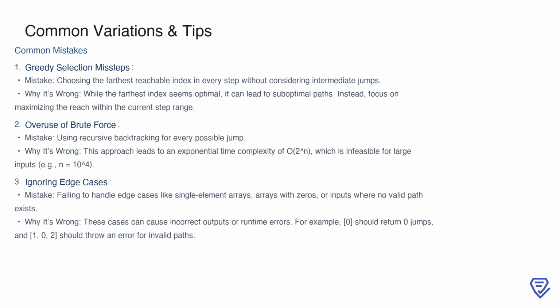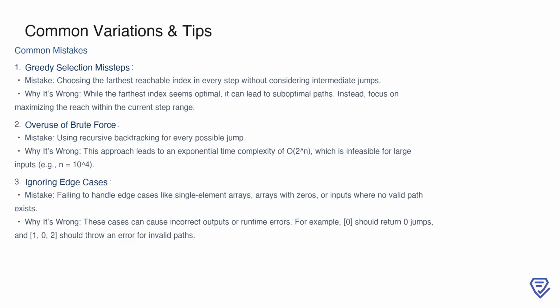most. Another mistake is relying on brute force, such as recursive backtracking, to explore every possible jump. This approach quickly becomes infeasible as the input size grows, with a time complexity of O(2^n). For instance, if n is 10,000, this method would take an astronomical amount of time to complete.